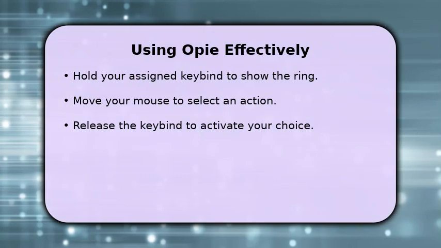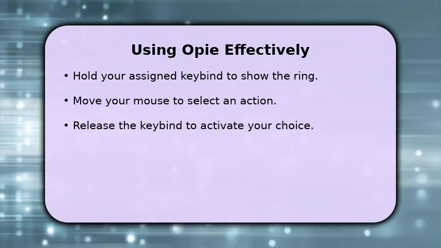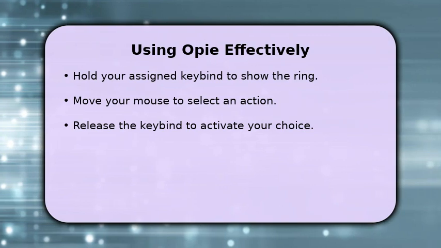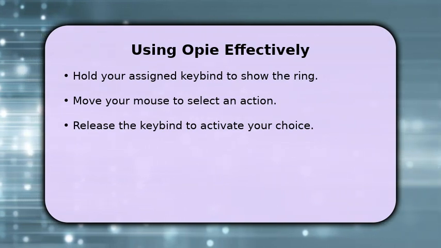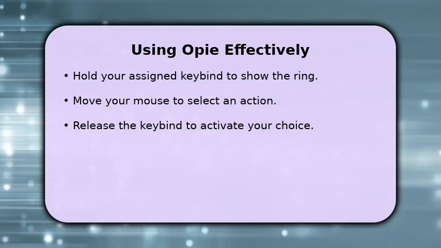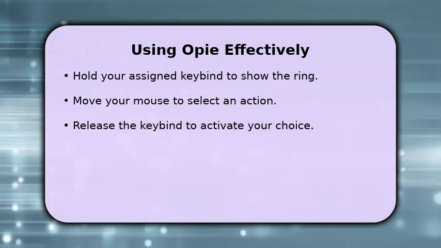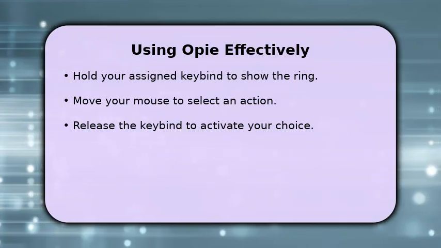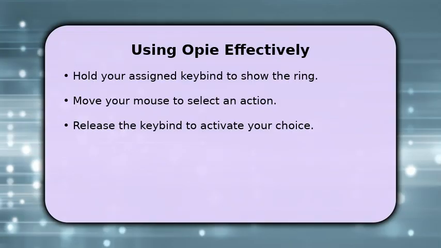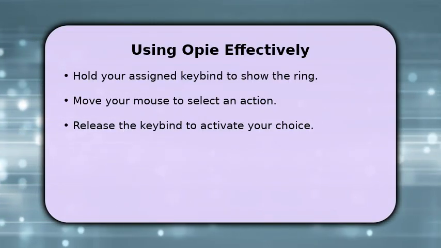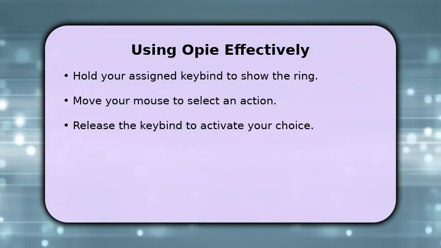Using your newly created OPIE rings in-game is incredibly intuitive. When you want to access a ring, simply hold down the keybind you assign to it. This will instantly display the radial menu around your mouse cursor. While holding the key, move your mouse to highlight the desired spell, item, or macro. Once your selection is highlighted, release the keybind, and your chosen action will be immediately activated. It's that simple.